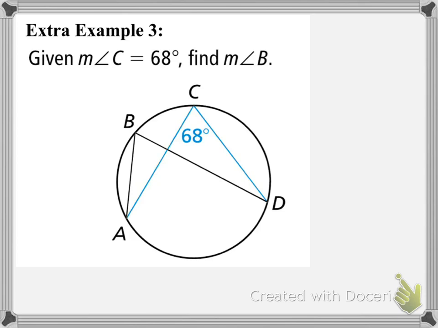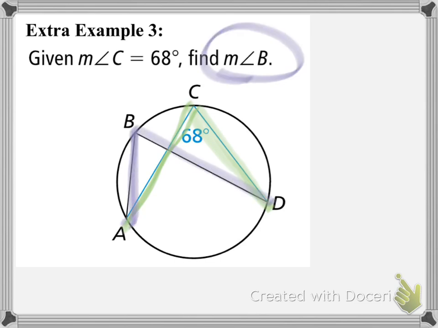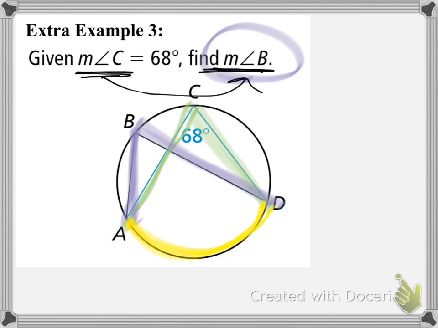Like here, an extra example 3. Measure of angle C. So angle C goes A to C to D right here. That's 68 degrees. They want us to find the measure of angle B. Switch gears to purple. Measure of angle B right here. Well, angle B goes A to B to D. So if you notice here, they have the same endpoints. They intercept the exact same arc, this arc that goes from A to D. So that means that angle C and angle B are congruent, so the measure of angle B would also be 68 degrees.